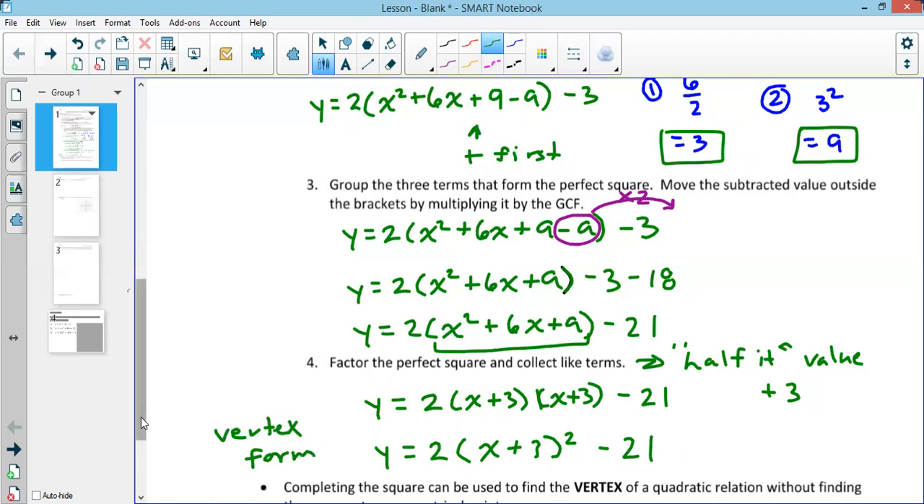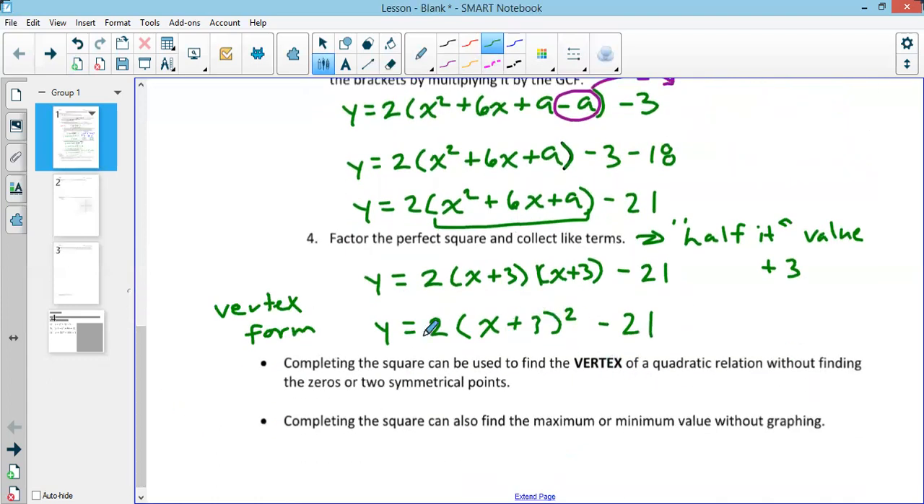So again, with our vertex form, you can find the vertex of this relation. We can also find the maximum or minimum without graphing just by looking at that equation. I'm just going to clean this up a bit. x plus 3 squared, and you can see this is in our vertex form.